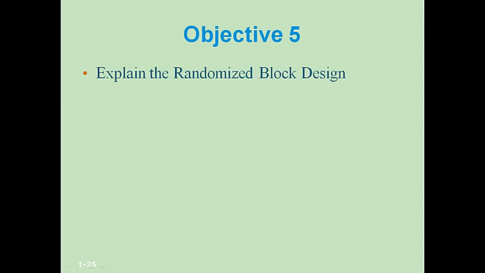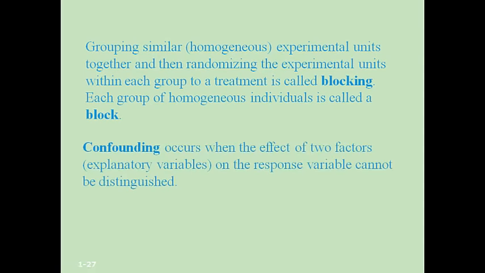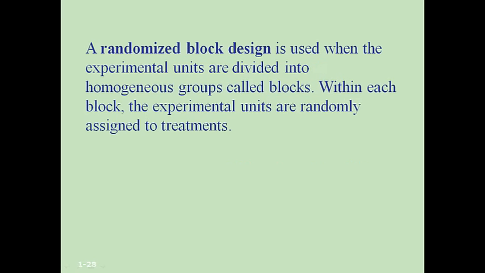Objective 5, we want to explain the randomized block design. Grouping similar or homogeneous experimental units together and then randomizing those units within each group to a treatment is called blocking. Each group of individuals is called a block. Confounding occurs when the effect of 2 factors or explanatory variables on the response variable cannot be distinguished. So a randomized block design is used when the experimental units are divided into homogeneous or similar groups called blocks. Within each block, the experimental units are randomly assigned to treatments.